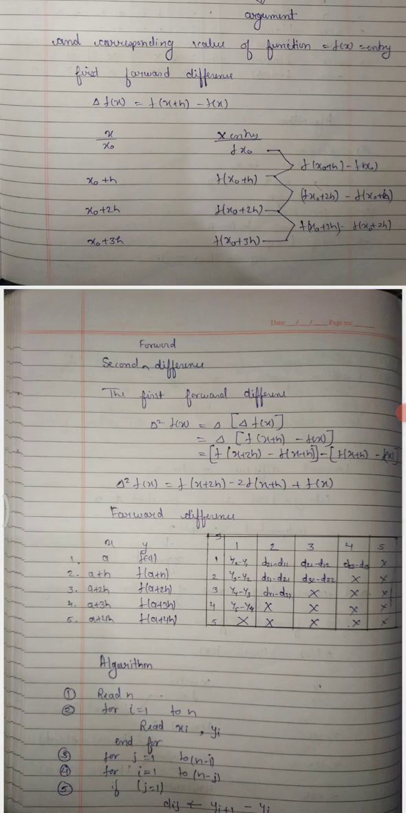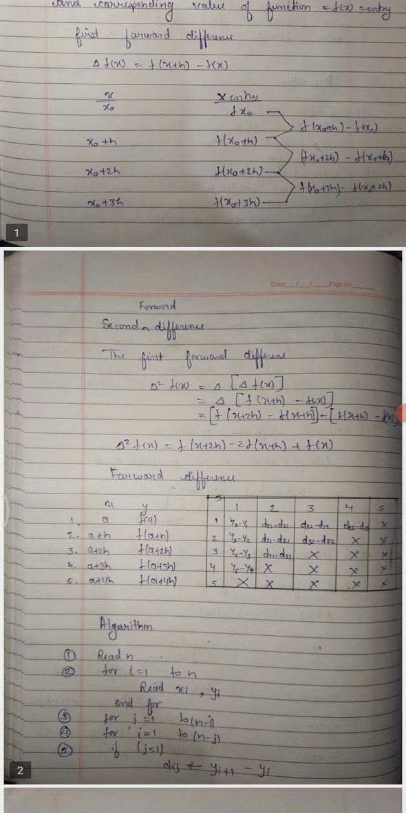When we use the second forward difference, delta square f of x equals delta into square brackets delta f of x, that is delta of [f of x plus h minus f of x], and that equals f of x plus 2h minus f of x plus h, then minus f of x plus h plus f of x. So delta square f of x equals f of x plus 2h minus 2 f of x plus h plus f of x. Then, using the forward difference method, the values of x and y are listed below.